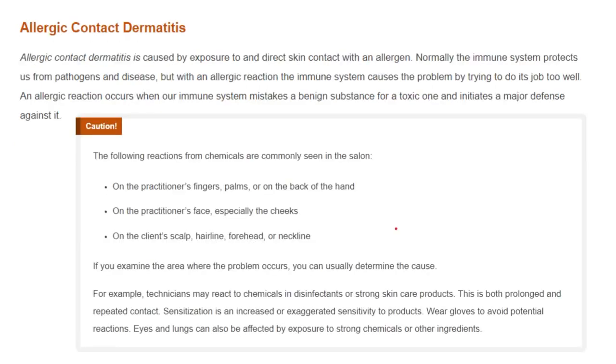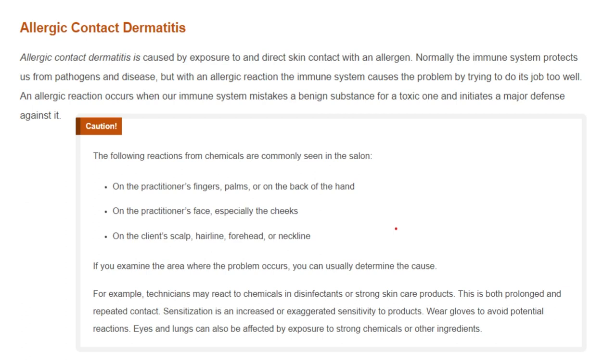Allergic contact dermatitis. Allergic contact dermatitis is caused by exposure to and direct skin contact with an allergen. Normally, the immune system protects us from pathogens and disease, but with an allergic reaction, the immune system causes the problem by trying to do its job too well. An allergic reaction occurs when our immune system mistakes a benign substance for a toxic one and initiates a major defense against it. Caution. The following reactions from chemicals are commonly seen in the salon.